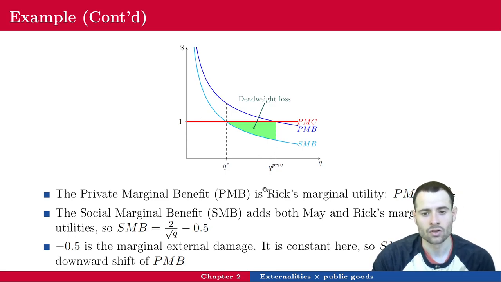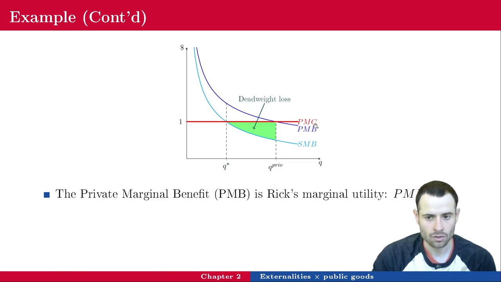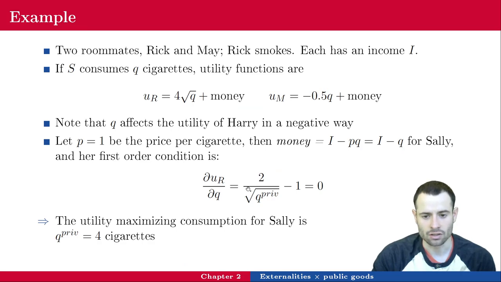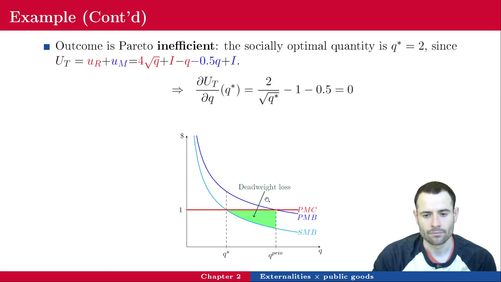This one. Okay. So again, we have the private marginal benefit here, where the private marginal benefit meets the private marginal cost of one is this condition here. This condition will show the optimal amount of cigarettes to smoke by Rick. This is where they cross, this point here, and you get Q priv.